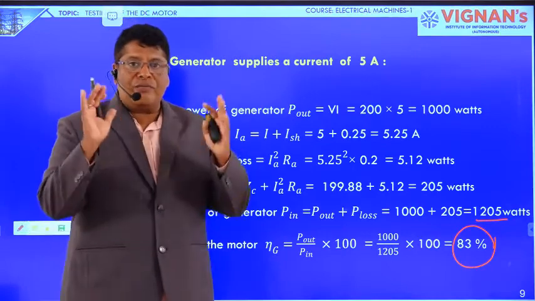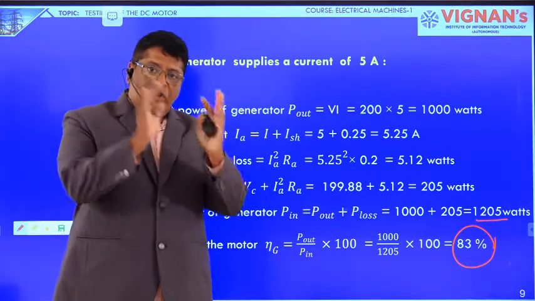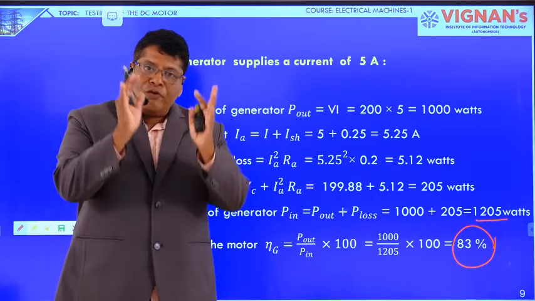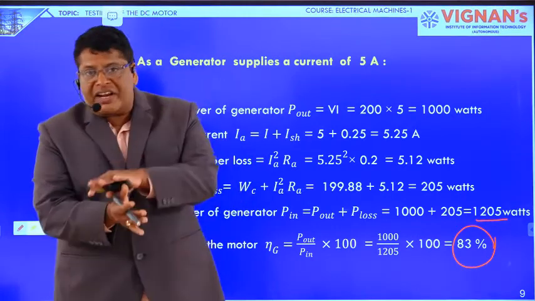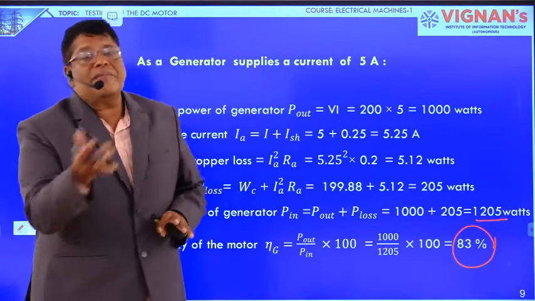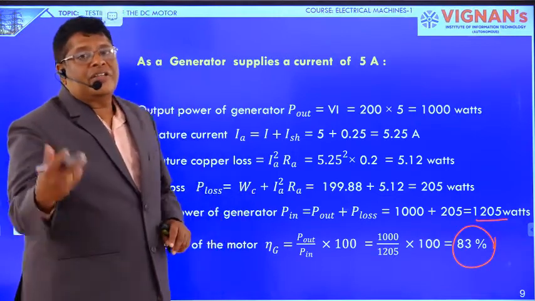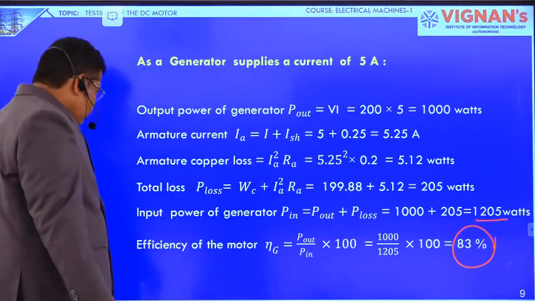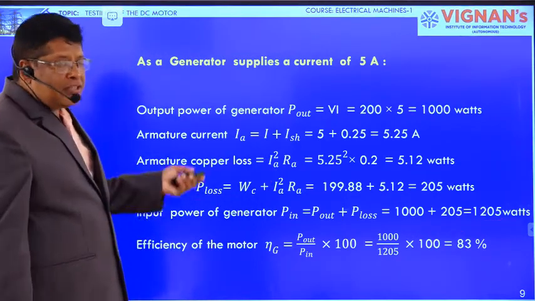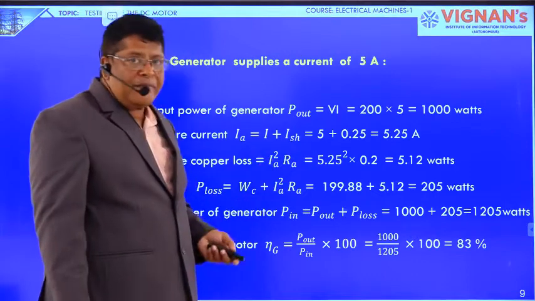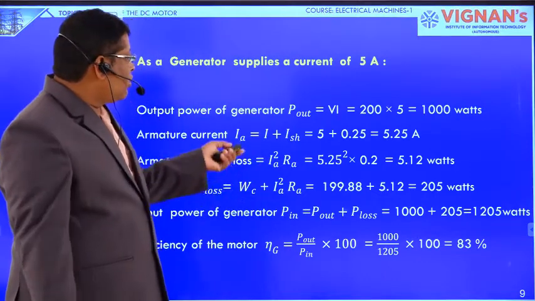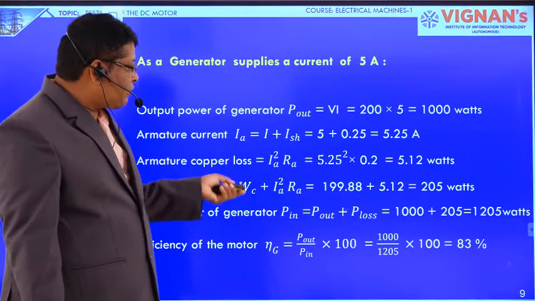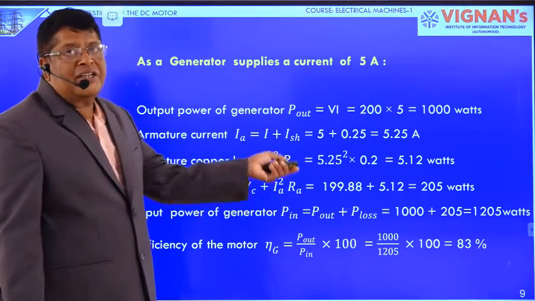Suppose you have one machine that we are operating as a motor at some value of load. For the same value of load, if you are operating it as a generator, the generator efficiency will be greater than the motor efficiency. We can cross check from this problem also. Previously the motor efficiency we got was 75%, whereas the same machine operating as a generator at 5 amperes of current gives 83%.